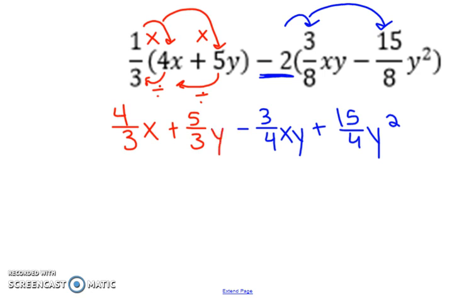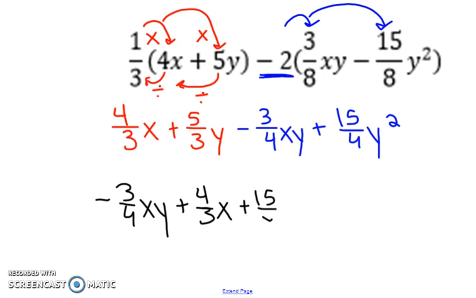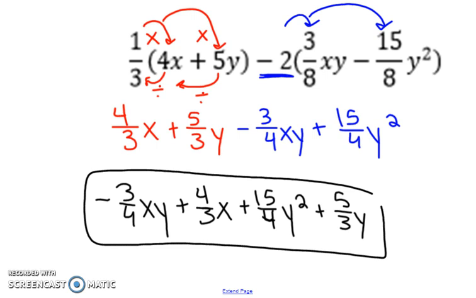Alphabetical and decreasing order. Well, x comes before y. And then I have x and I have xy. Well, since there's a y in it, I'm going to start with that. So it is -3/4 xy plus 4/3 x. Well, now I'm left with my y's. I have a y squared and y. Well, if I do decreasing order, y squared has to come first, and then finally my y term.